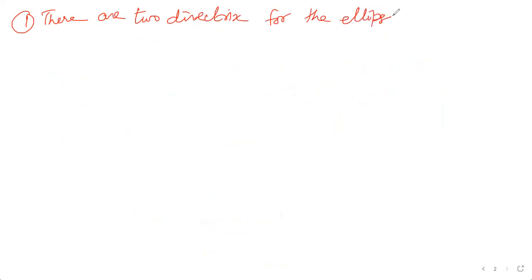so there are two directrix for the ellipse, and the equation is x is equal to plus minus a upon e.